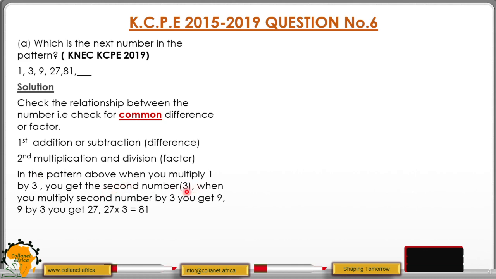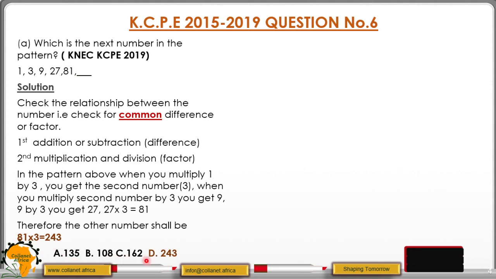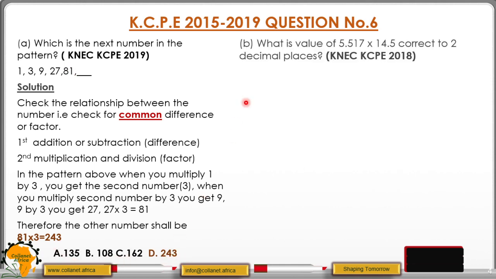which is the second number. When you multiply the second number with a 3, you get 9. When you multiply 9 by 3, you get a 27, and when you multiply 27 by 3, you get 81. Therefore, it means to get the next number in the pattern, you multiply 81 by 3, and this will give you 243. So that is the correct answer. So our choice is D.